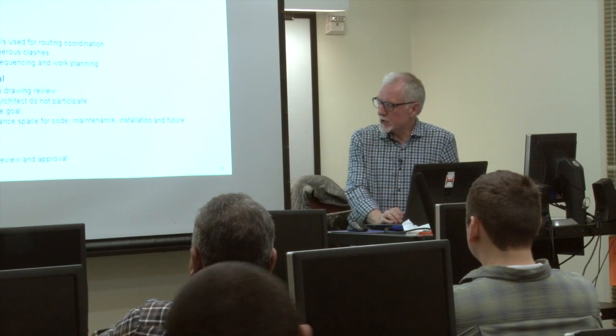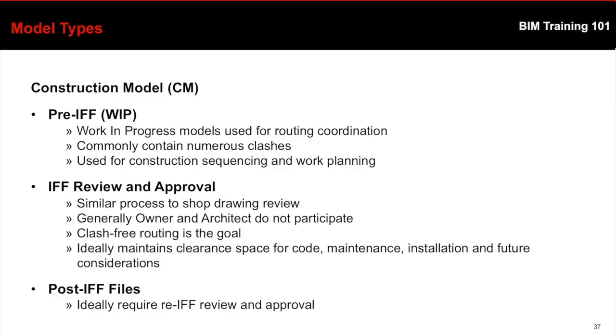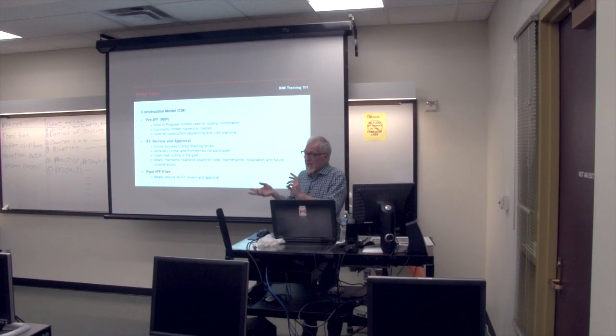And then construction models. I mentioned IFF, issued for fabrication. Before that point, we call them work in progress models, so they're just changing all the time. Then we get to the IFF milestone, which is like an approved shop drawing. And then post-IFF is when we're in construction and we're installing, and maybe some things change during that time and we have to go back and revise our models. So those are the stages.